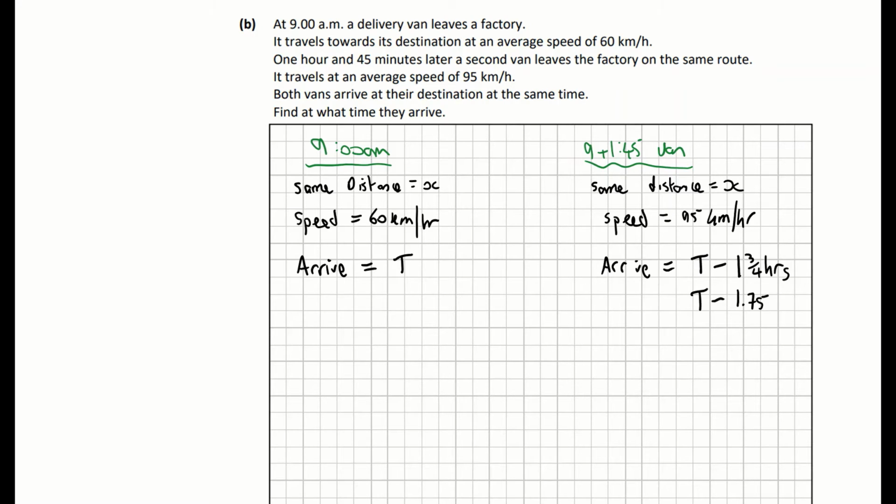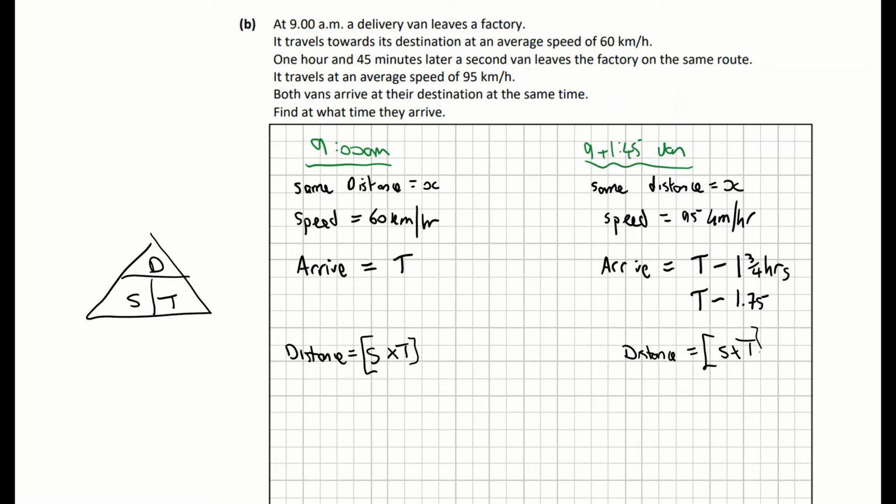Okay, so I've written both of them now as arrival times. If I want to find the distance traveled by both vans, let's look at our distance here now. From our junior cert days, distance is found by multiplying speed by time. Again, I'm doing it out for both of them here. Distance is equal to speed multiplied by time. Now on my first van, the speed is 60 kilometers per hour, and the time I'm writing as just t. So the distance for my first van is 60t.